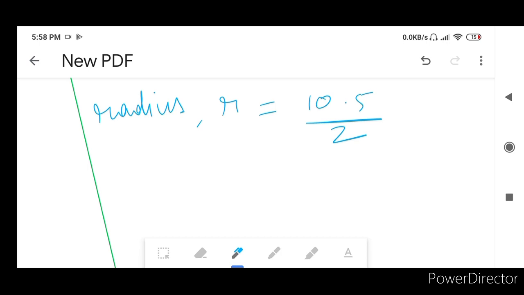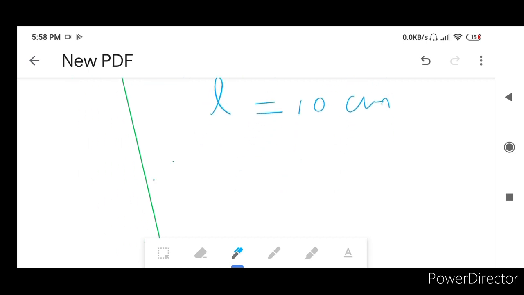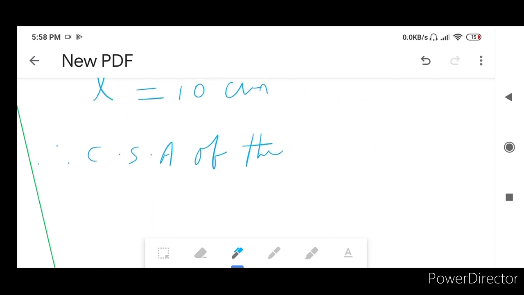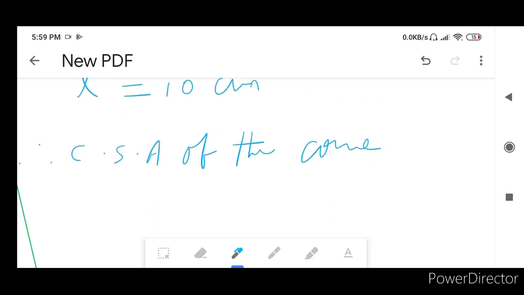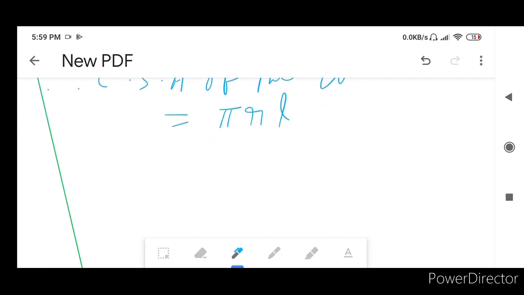Now the slant height is what? Slant height is denoted by L. So L is equal to how much? It is 10 centimeter. Clear? So therefore the curved surface area of the cone is equal to how much? Pi RL, right? In the question it is already given that assume pi as 22/7. So let us take pi is equal to 22/7 into R.